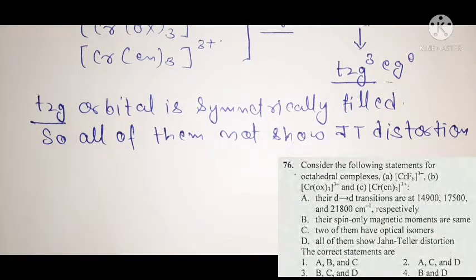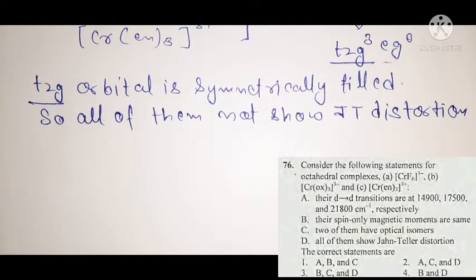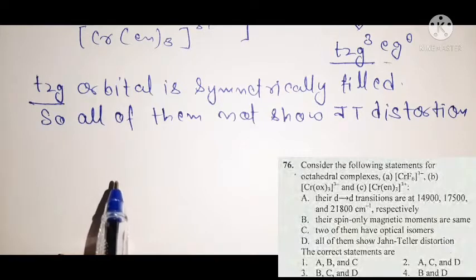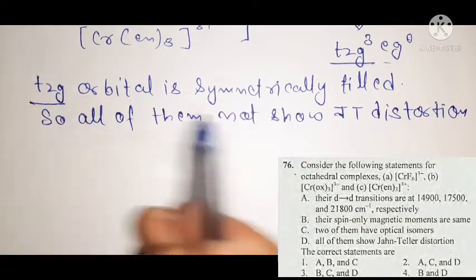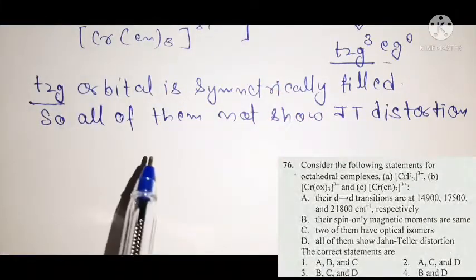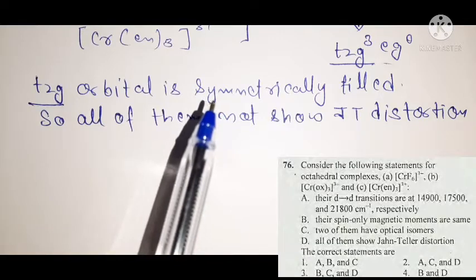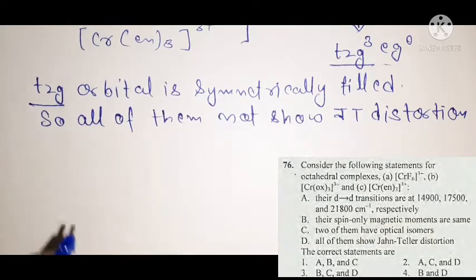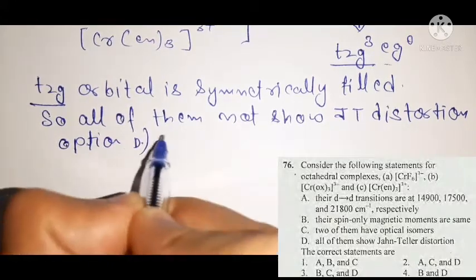So this is the first conclusion: all of them do not show Jahn-Teller distortion. On the basis of this conclusion, your statement D is incorrect, which states that all of them show Jahn-Teller distortion. Because the t2g orbitals are symmetrically filled in all these complexes, as all contain the chromium 3 plus metal ion, all of them don't show Jahn-Teller distortion. Okay, so option D is incorrect.